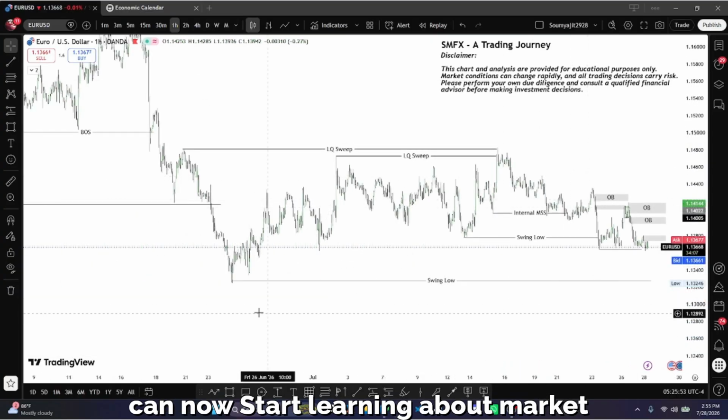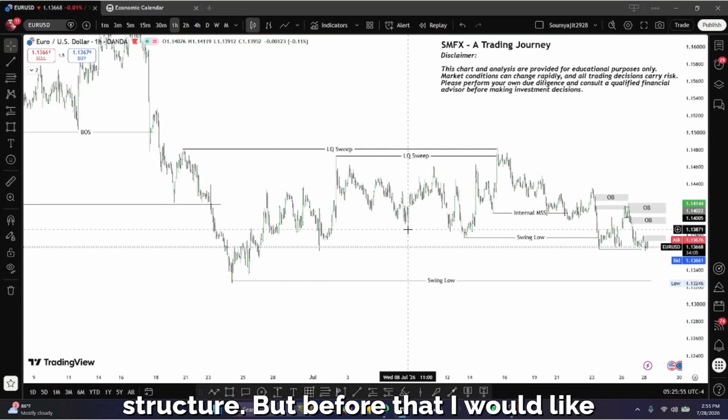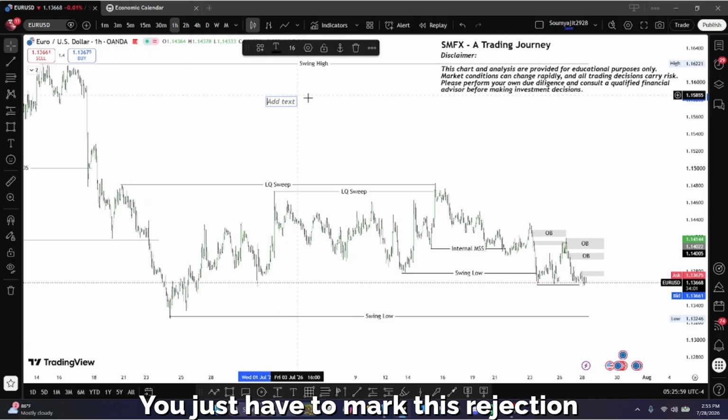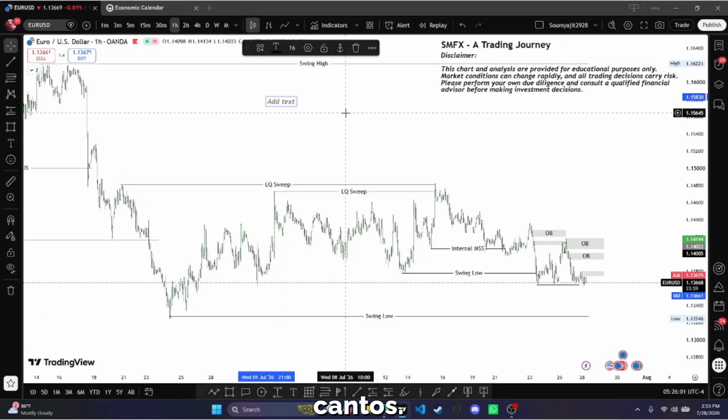Alright, we can now start learning about market structure. But before that, I would like to give you guys a task. Simple task. You just have to mark these rejection candles. Send me a picture.